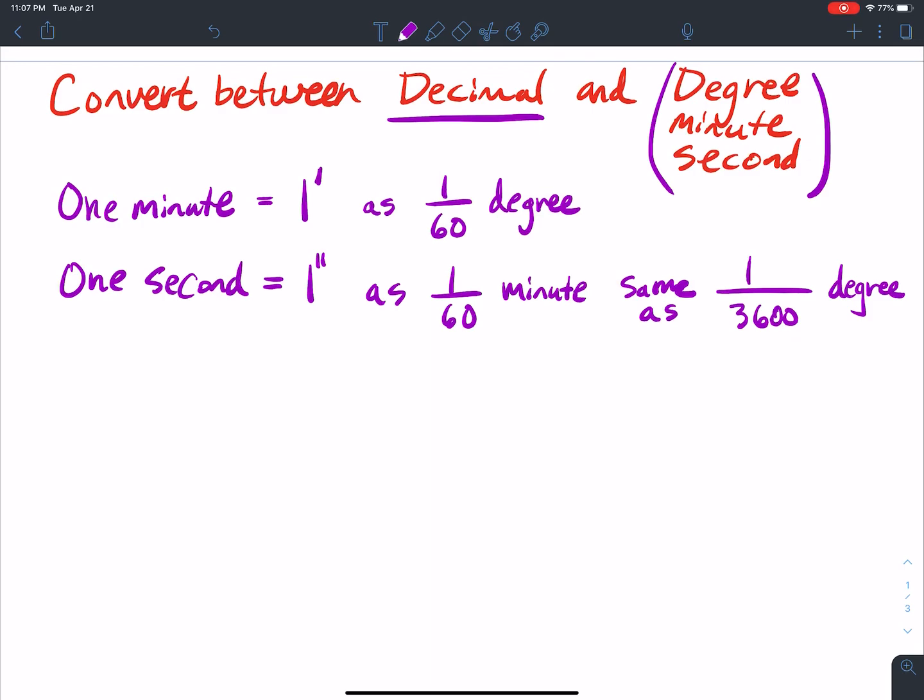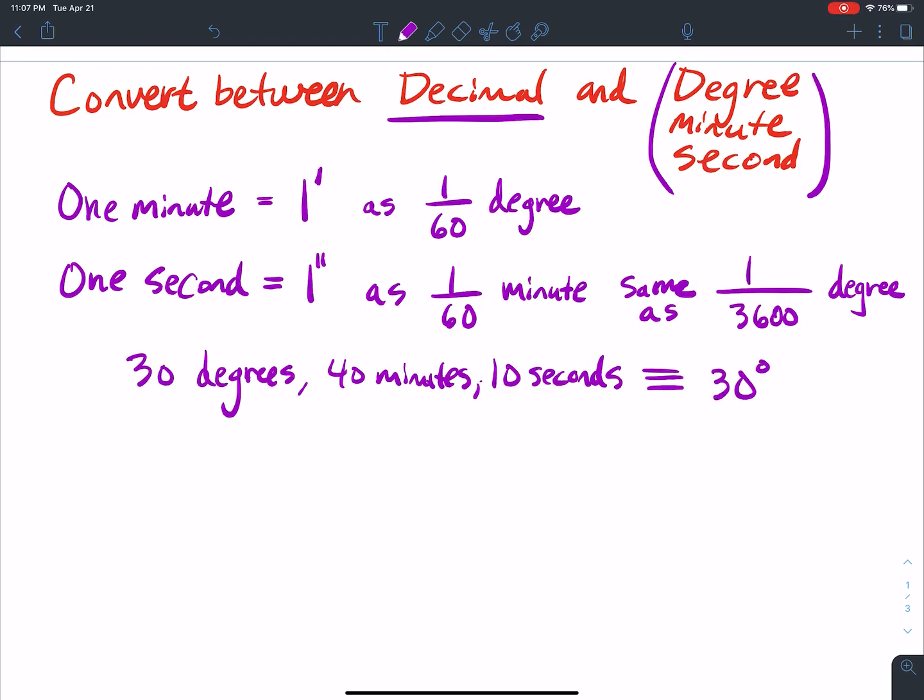Okay? So an angle of, say, 30 degrees, 40 minutes, and 10 seconds is the same as saying 30 degrees, 40 minutes, and 10 seconds. That's how you would write that in this notation. Okay, so hopefully that makes a little bit of sense.